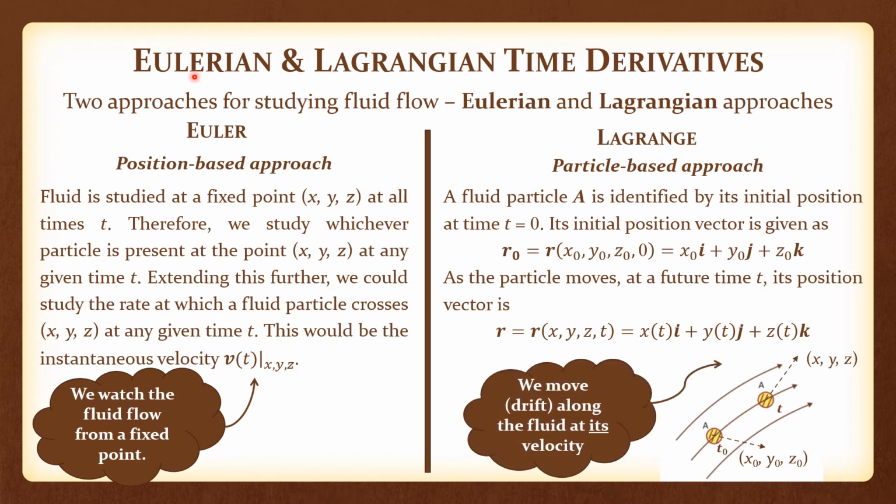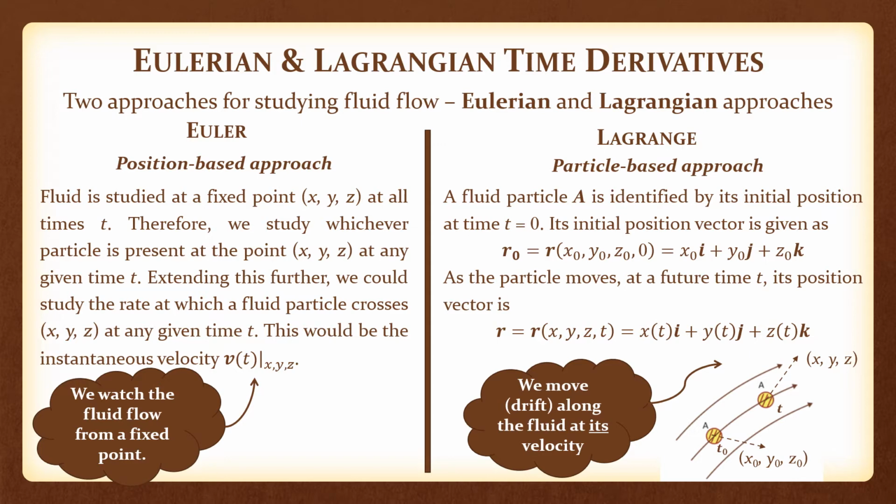So now we drift along the fluid at its velocity. Now this is also something that is not very unfamiliar to all of you from your school days. Here we are looking at it as if we are sitting on the particle and moving along with the particle. Since we are drifting along the fluid at the fluid's velocity, this is talking about a relative velocity coordinate system, right?